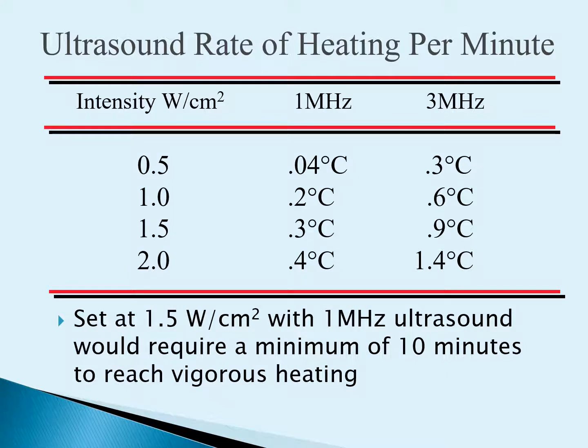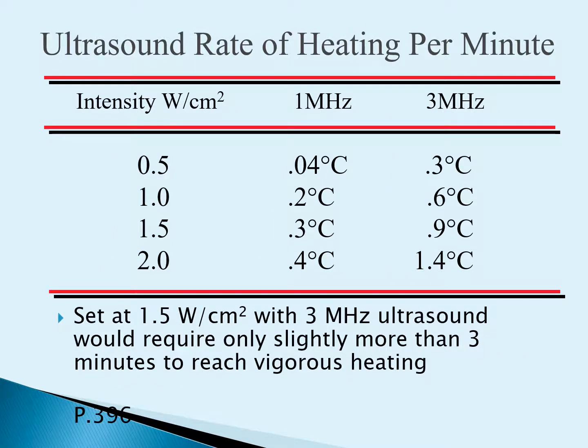So here's rate of heating per minute. As you can see, the higher this number goes, the greater the change in temperature is going to be, right? Do you see that? So setting at 1.5 watts per centimeter squared with 1 megahertz ultrasound will require a minimum of 10 minutes to hit vigorous heating. So for each of these, it's going to go up by that degree per minute. Okay, that is what the continuous mode is going to do.